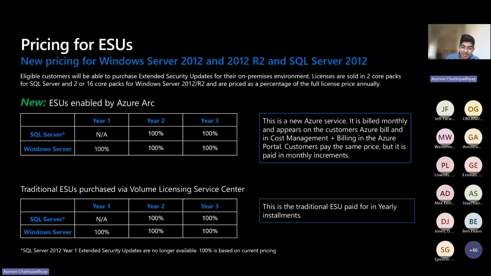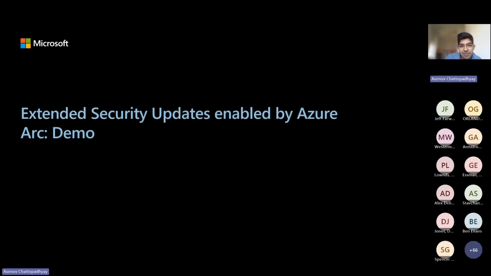Please note that license packs are typically purchased in 2 and 16 core packs. So that'll be helpful thinking about the 2 and 16 core packs you're going to need for those servers as you consider end of support. So with that, I'm going to demo this capability, and I'm going to stop presenting and switch over to demo. But before that, I wanted to pause and see, are there any questions?